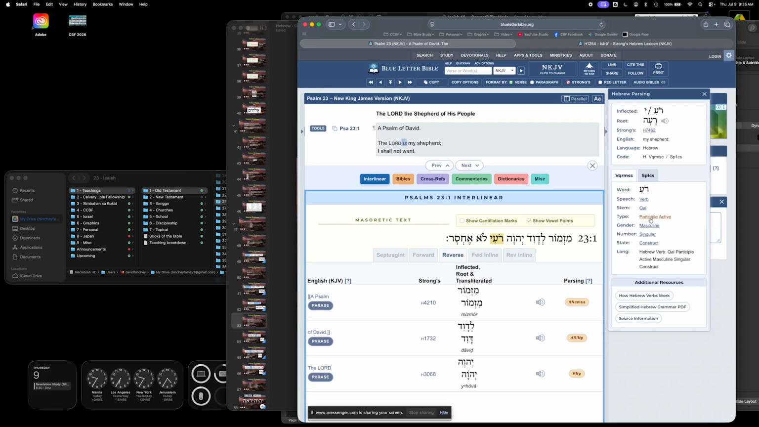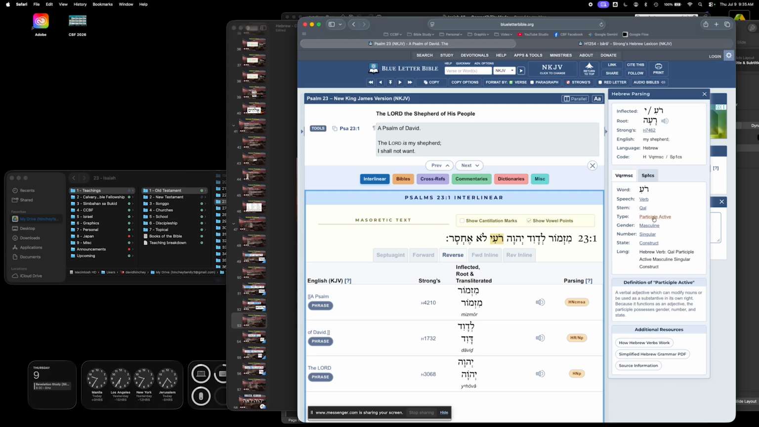Wait a minute. It's a verb, first of all, meaning the fact that it's not his title, it's an action. So how does that work? How does a verb get translated as a title and a noun? Well, click on participle. This helps us, by the way.